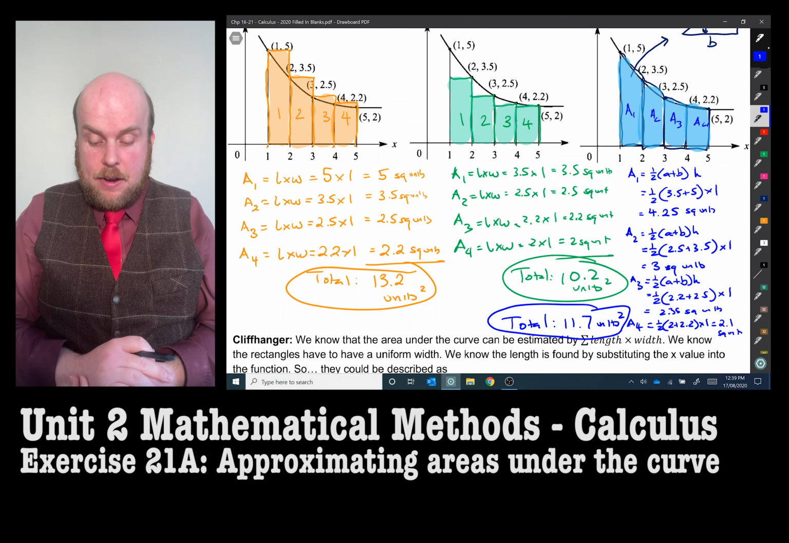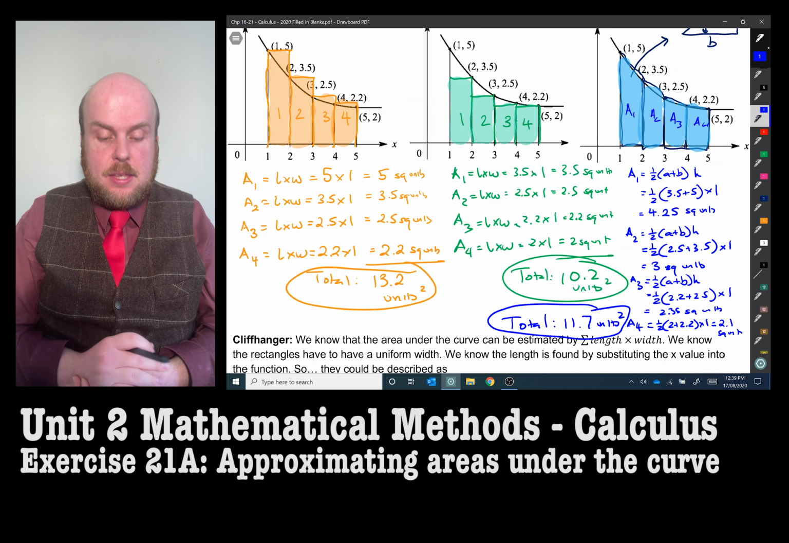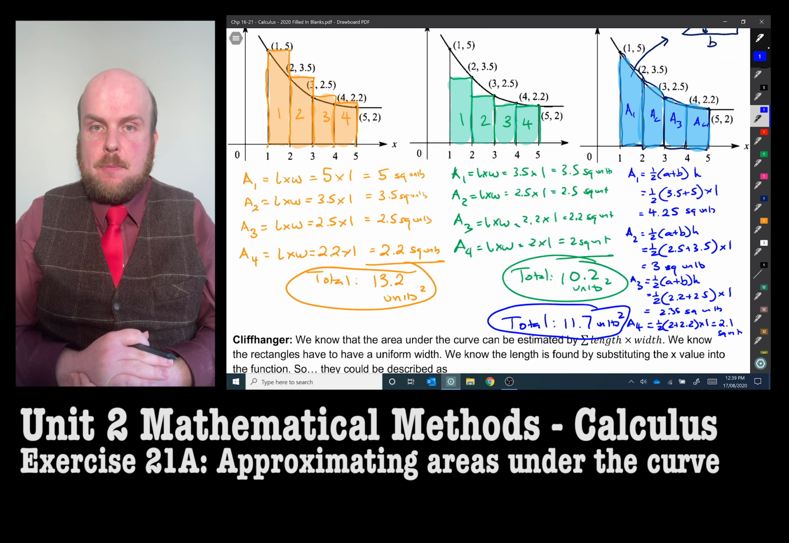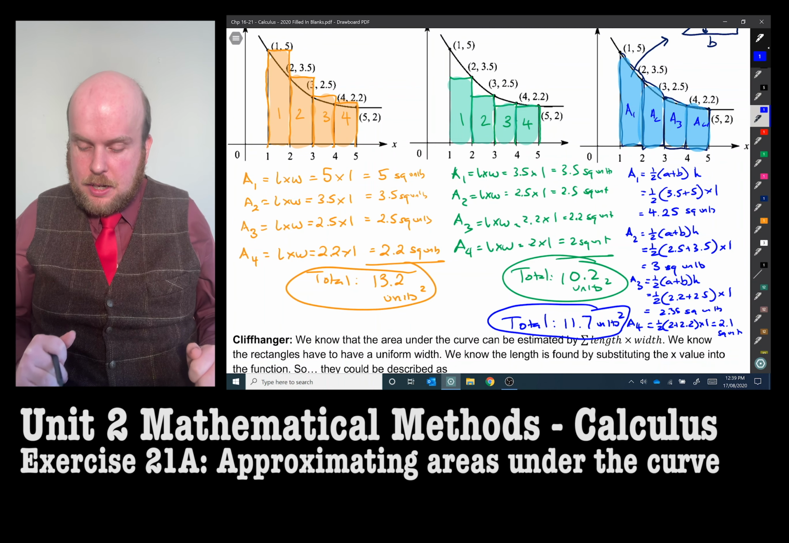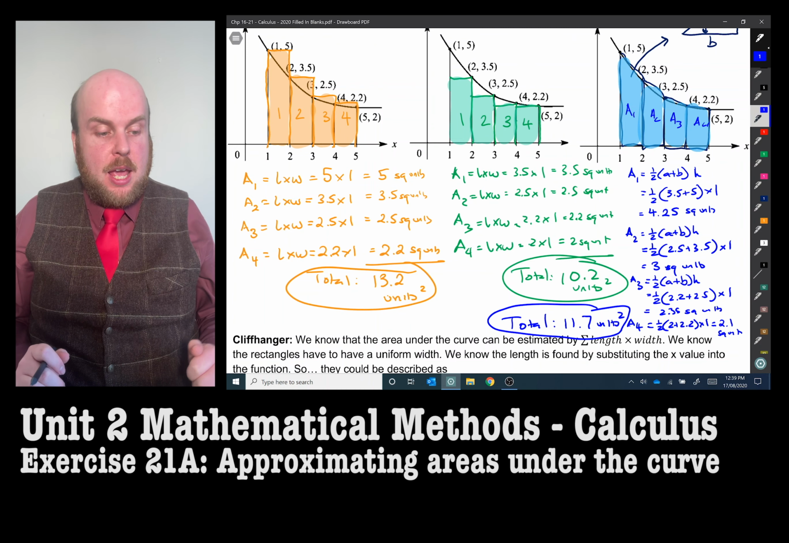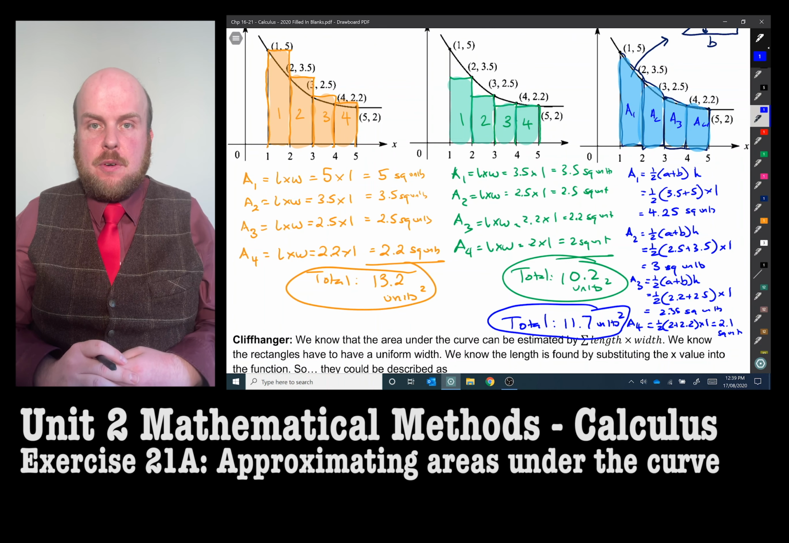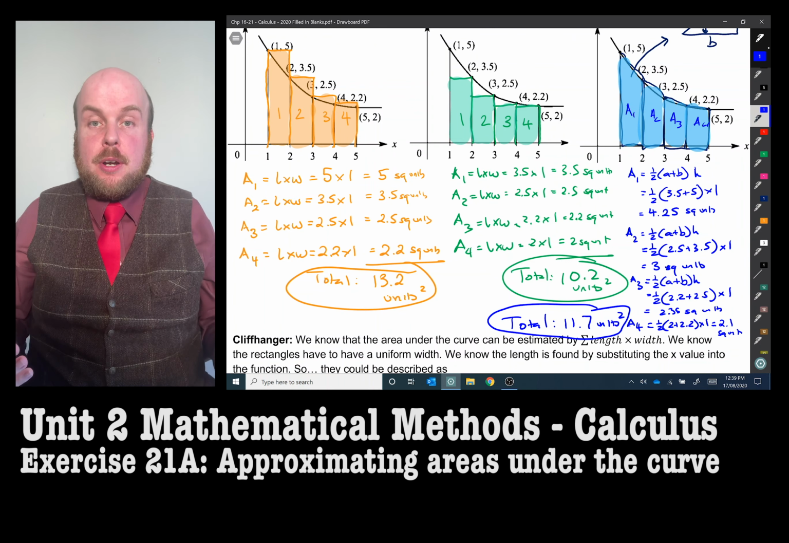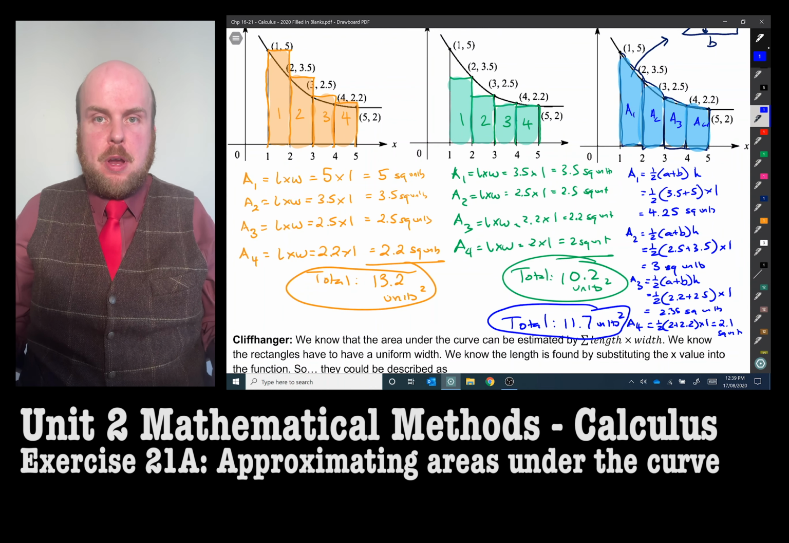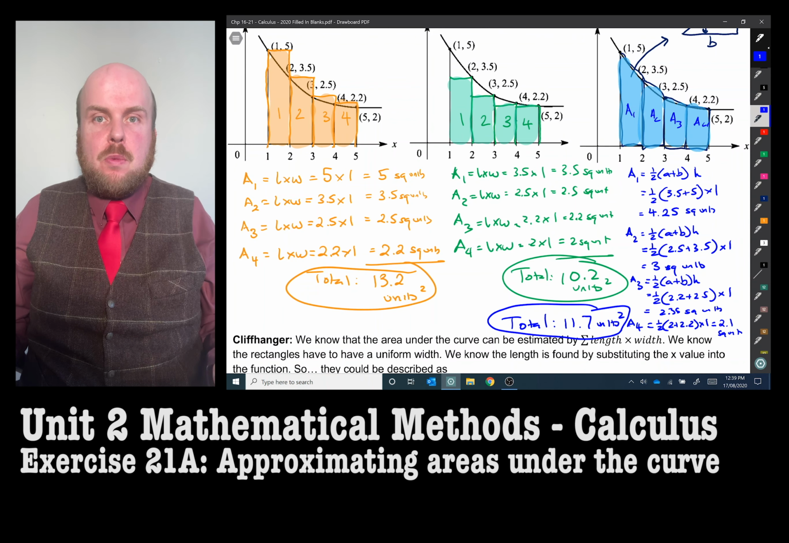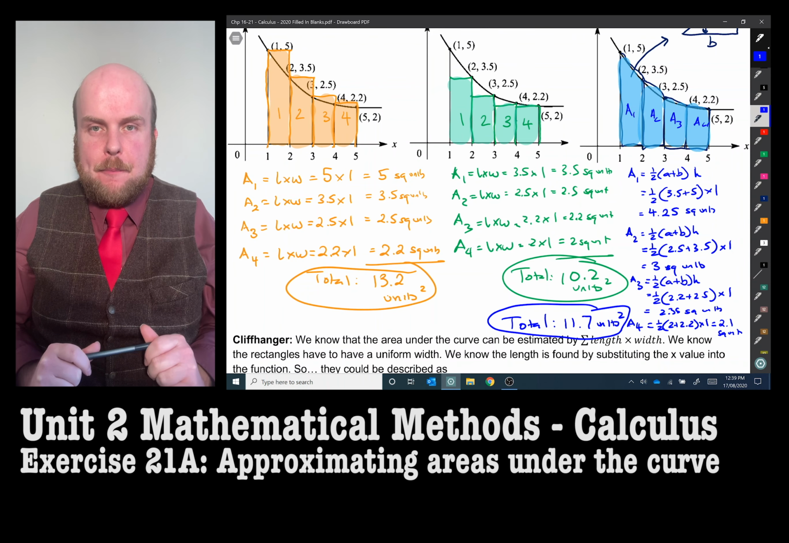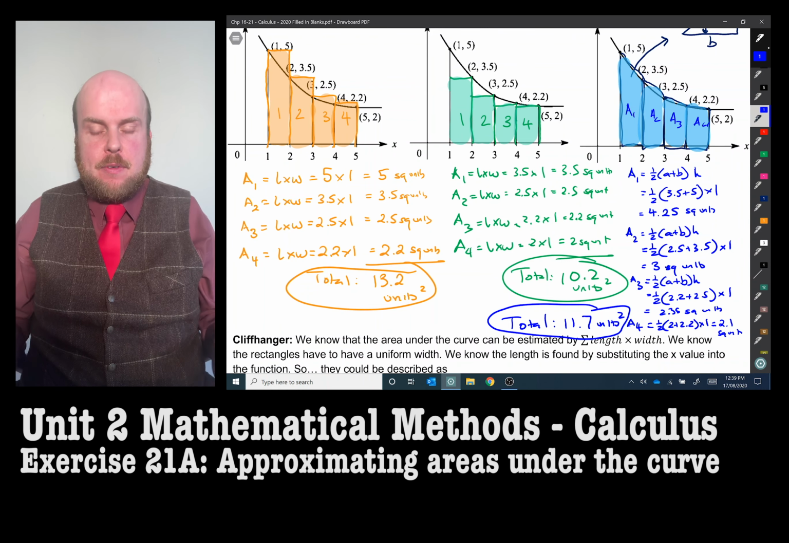So I've done all the areas for all of these, and you can see there that the ones that are over the line are 13.2 square units. Underneath it's 10.2. Closer to the line, we're getting about 11.7. And you could do some averages for each of these. So which answer do we go with? Well, if we're approximating, we can use either of these. However, is there a way we can actually go about knowing the area for real?